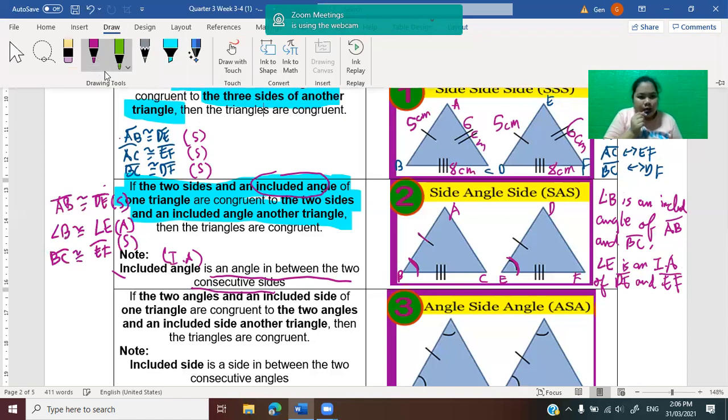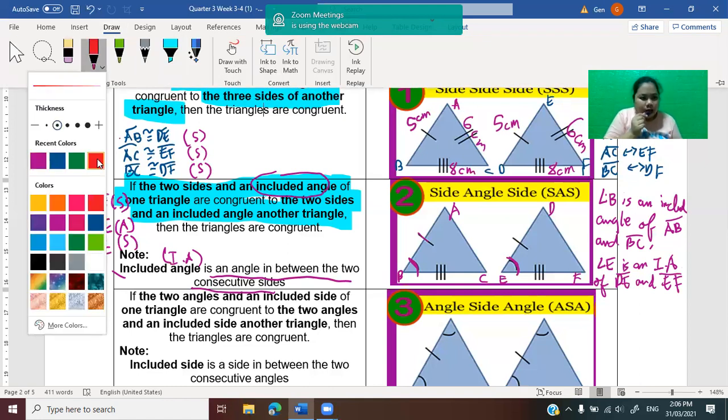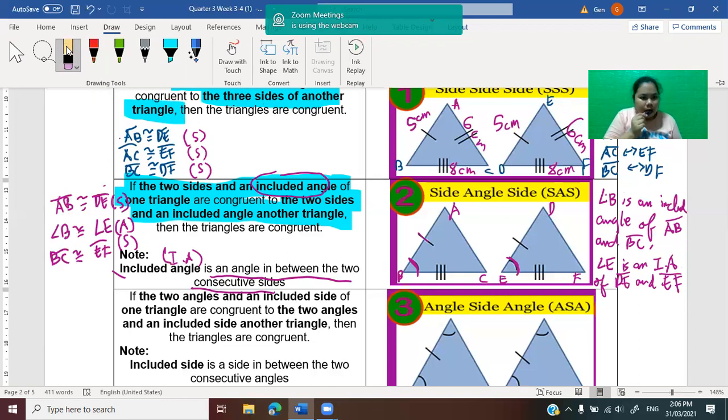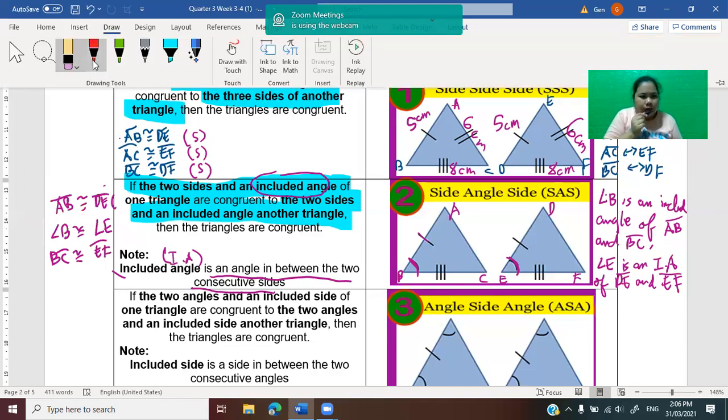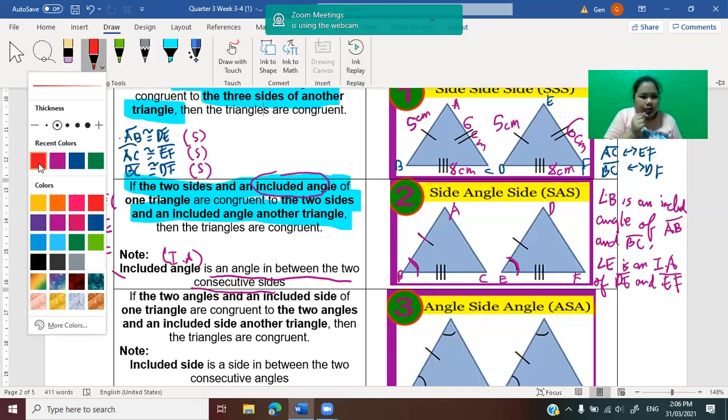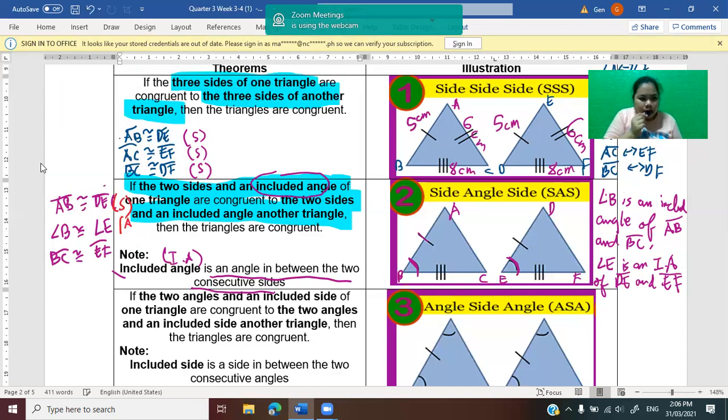Palit nga tayo ng color. Let's change the color. Burahin muna natin ito. Ayan. So we have side, angle and side. Yan. So this is the SAS congruence theorem. Ito yung arrangement ng congruency niya. Yung isa triple S, yung ito SAS. Okay. Now let's have the third one, angle side angle.